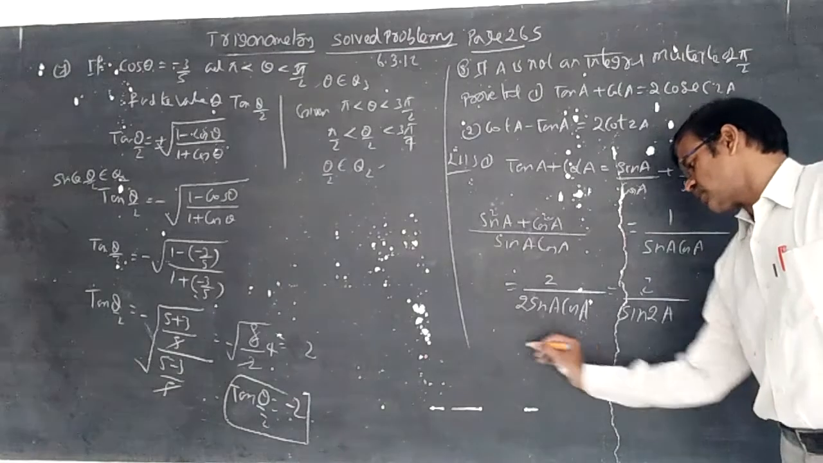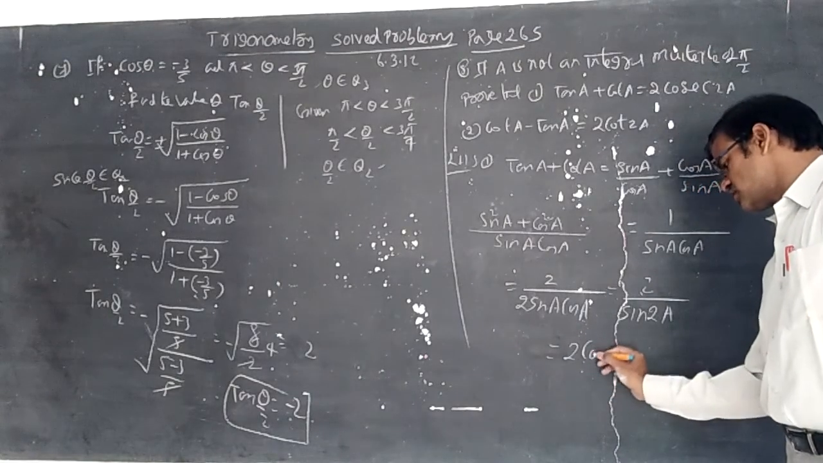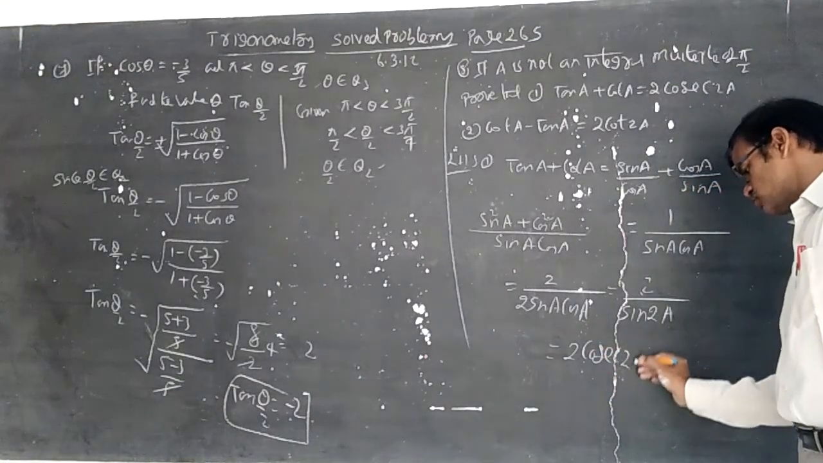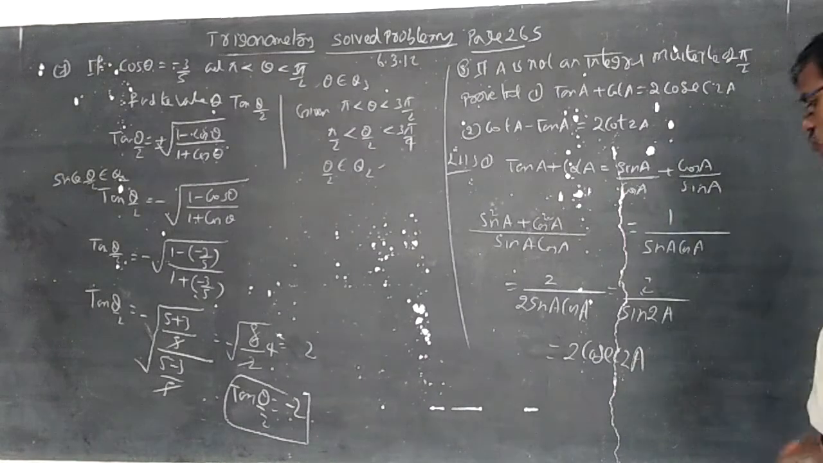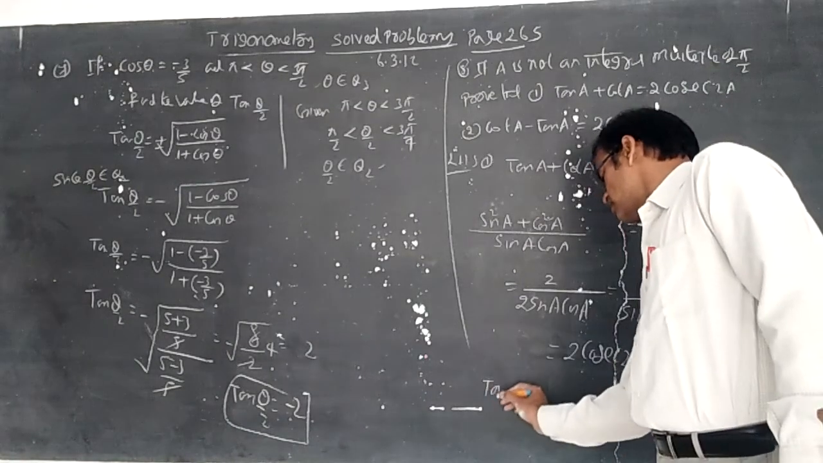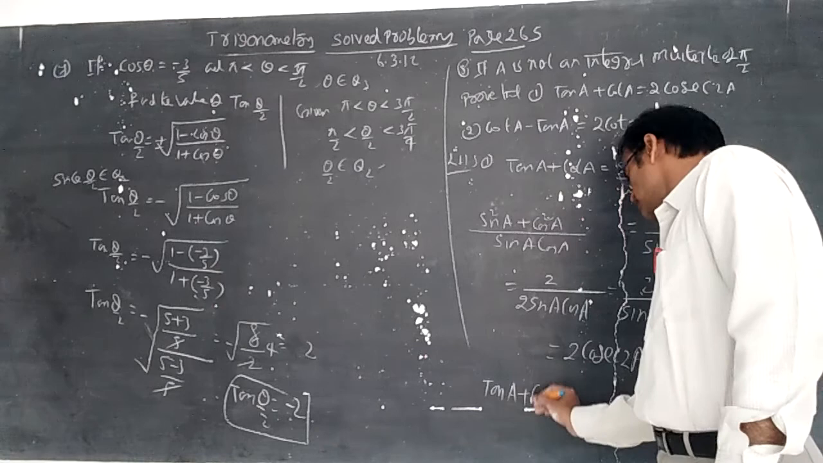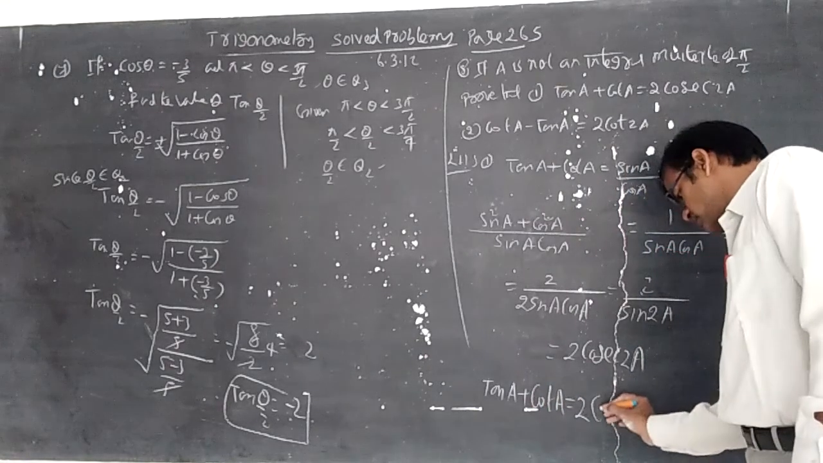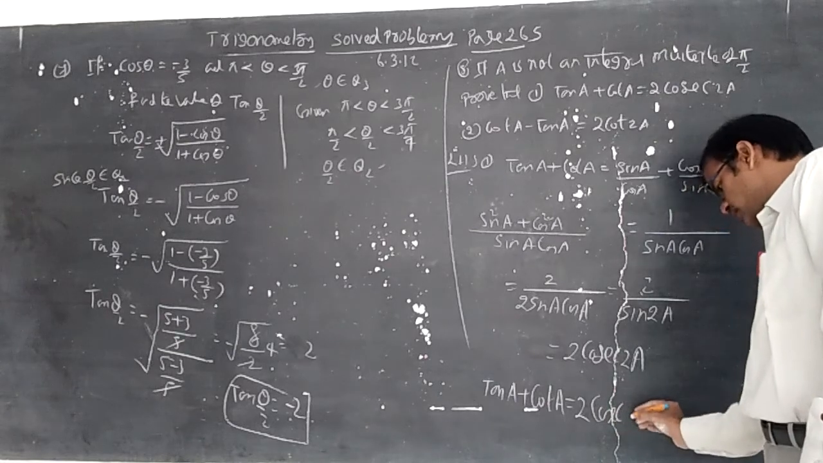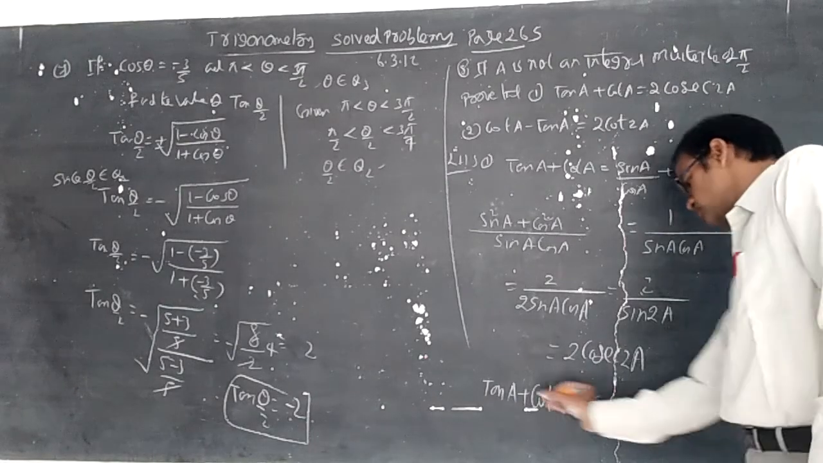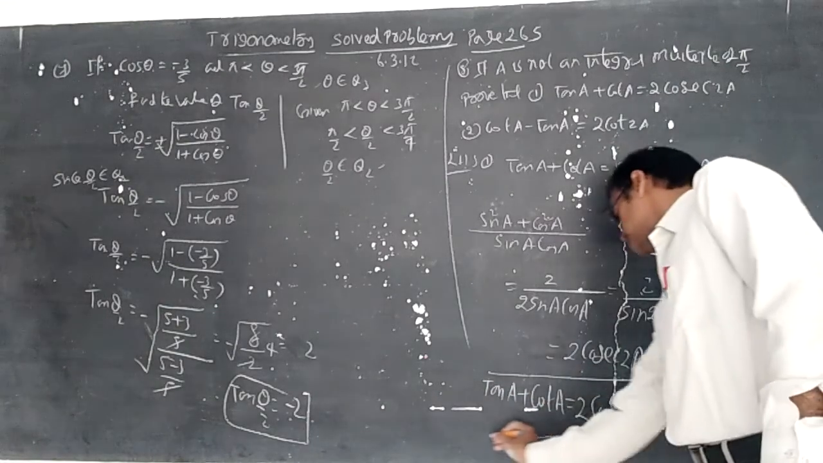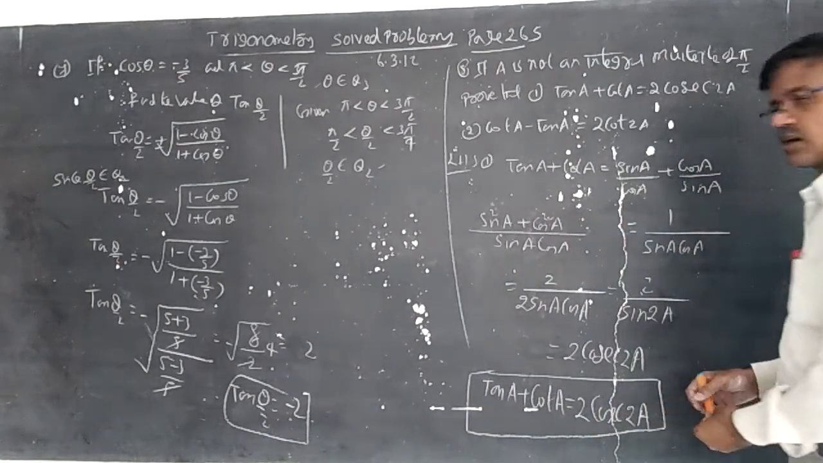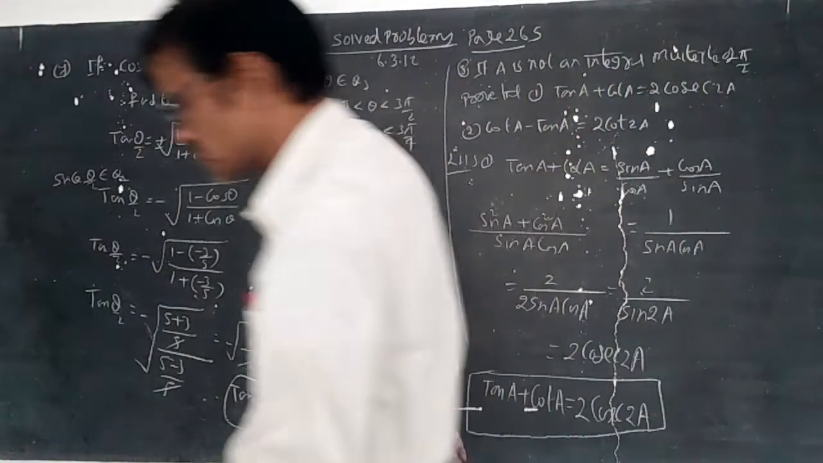1 by sin theta we know that it is cosecant theta. So this is 2 cosecant 2A. So you should remember this as a formula. Plenty of times you can face this question. As a formula you should remember that the value of tan A plus cot A is equal to 2 cosecant 2A.